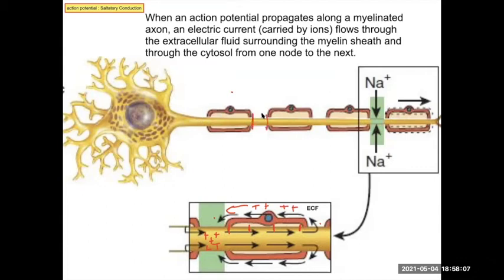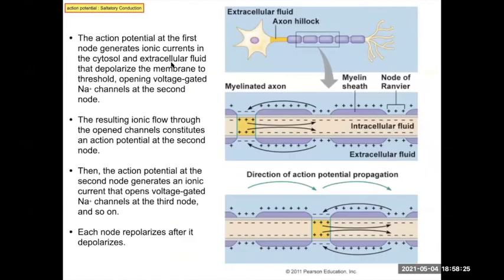Right, start over here. You're going to have this signal over here, and then it's just going to jump down from node to node, right, rather than each individual segment. Again, the action potential at the first node generates ionic currents both in the cytosol and the extracellular fluid. Right, positive charges move toward that negative spot that was just created. And what that does is, since this all of a sudden becomes more positive over here, that's going to open up that whole voltage gated channel, right, when that happens.